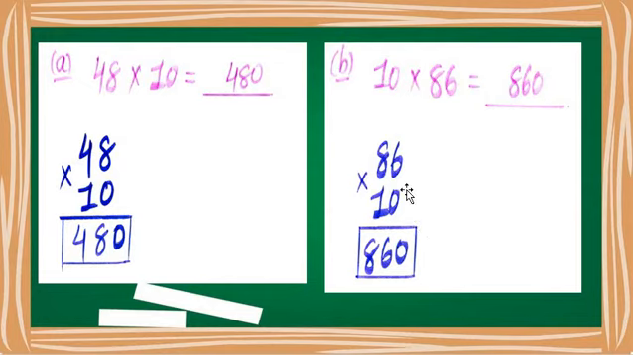What to do that time? That time we put a compulsory 0. This 0 of the 10 we put as it is, in the same place, on the last side, our right side. So 86 multiplied by 10: the 0 of 10 we put as it is, then after this, 1 multiplied with 6 and with 8. So 1 6 za, then after that 1 8 za.